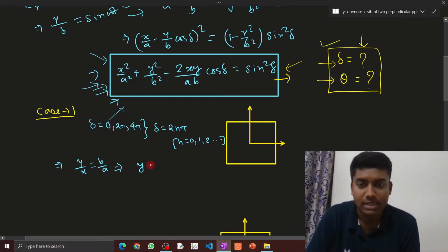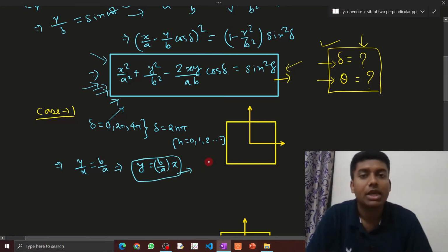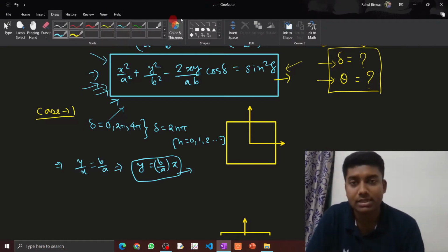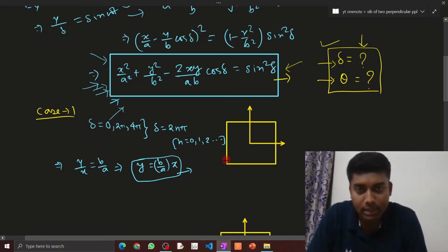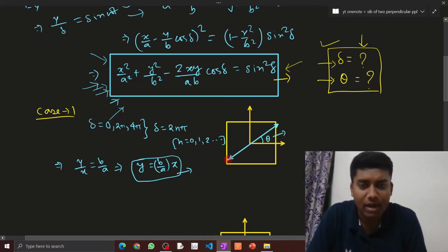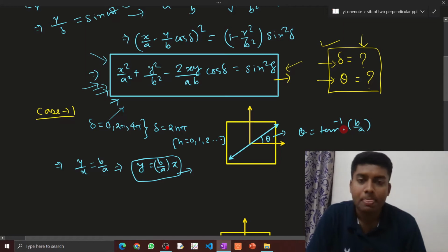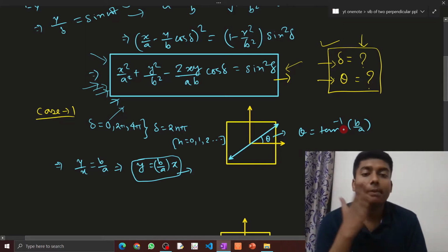That means y equals b by a into x, and you can easily understand that this is the equation of a straight line making an angle theta with the x axis. This is the vibration of the electric field component, and this angle theta equals tan inverse b over a. So the emergent light will be plane polarized light.